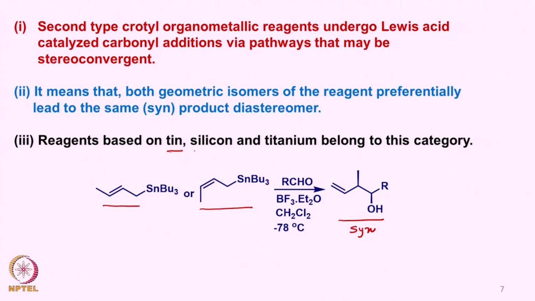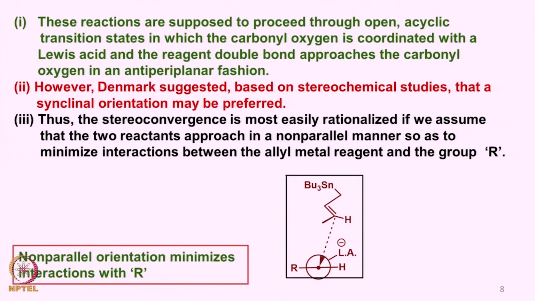and this type of molecules are basically from the reagents that contain tin, silicon and titanium, because each one of them does require the presence of a Lewis acid, for example BF3 or tin chloride or say titanium tetrachloride or anything of that kind. So, the third type of course, these reactions are supposed to proceed through open chain acyclic transition states in which the carbonyl oxygen is coordinating with the Lewis acid.